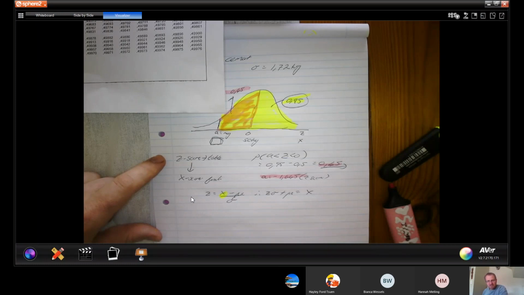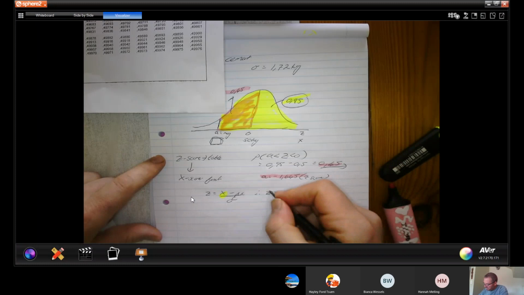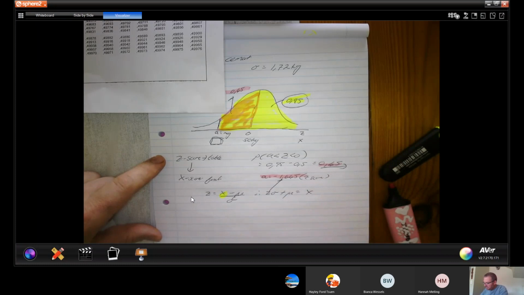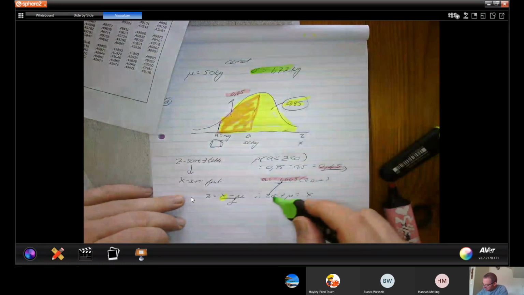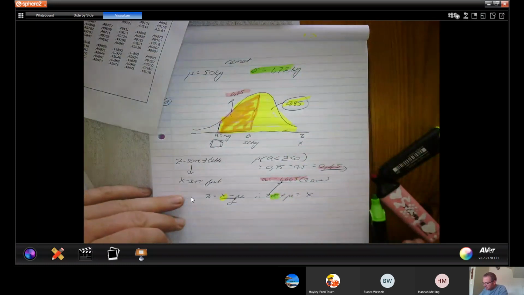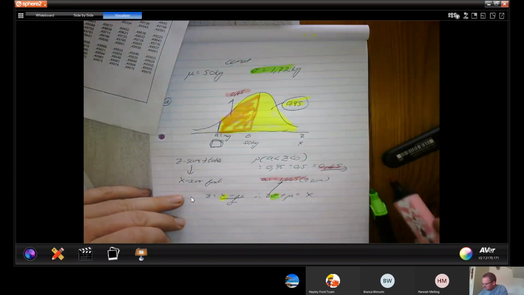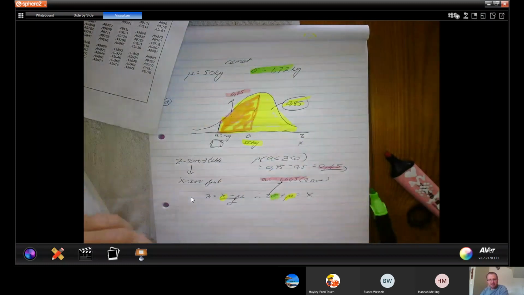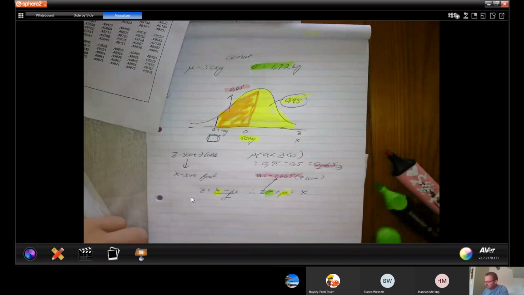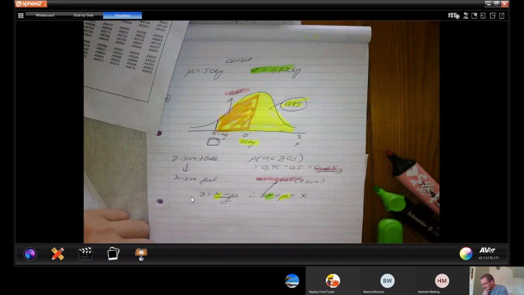Okay, right. So go try to figure out the X score, everyone. You know your Z score. Your Z score is over there, negative 1,645. Your standard deviation is 1,72, and mu, your mean, is 50 kilograms for the sample. So plug those values in and get an X score.